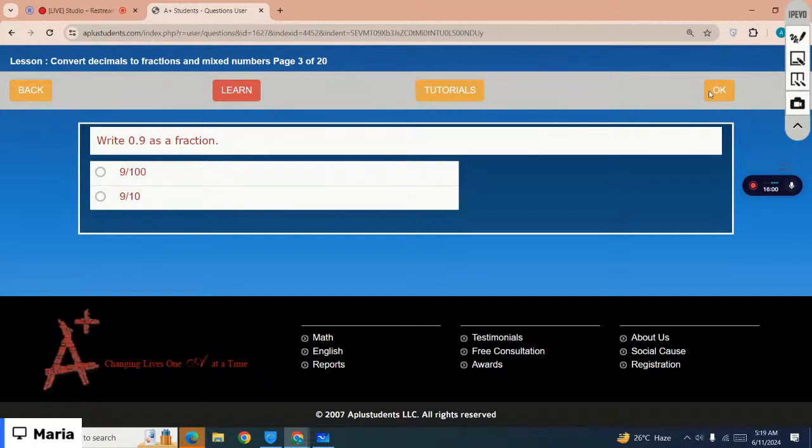Write 0.9 as a fraction. So which is the correct option? You have only one digit right after the decimal. That would be 9 by 10, right? Not 9 by 100. The correct option is option number 2. Got it?